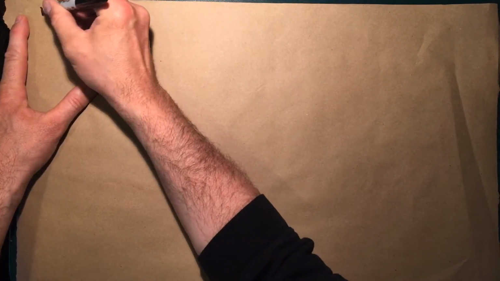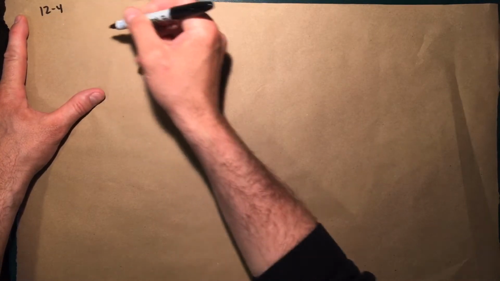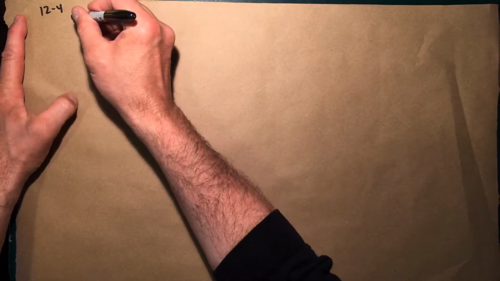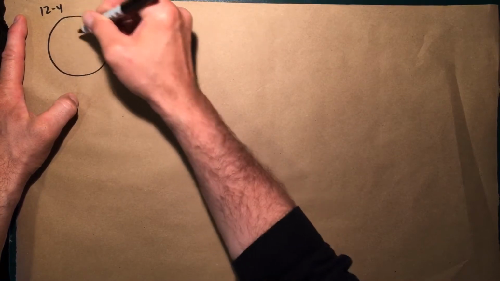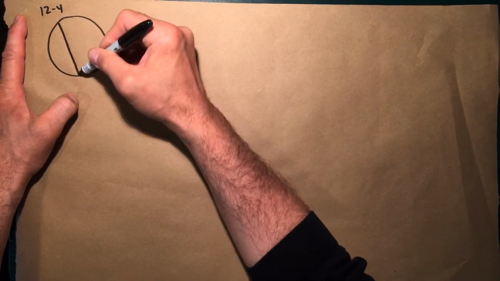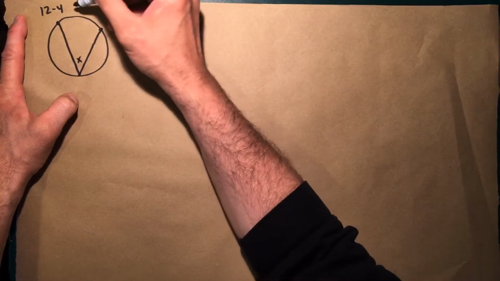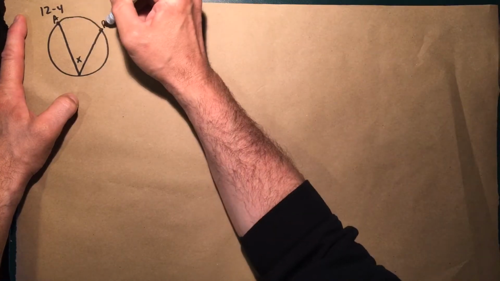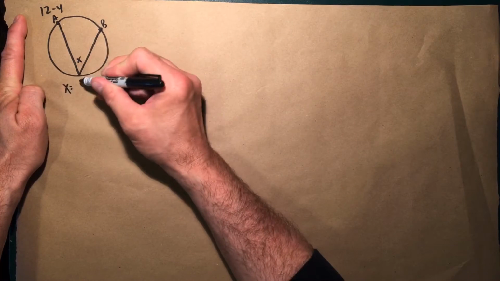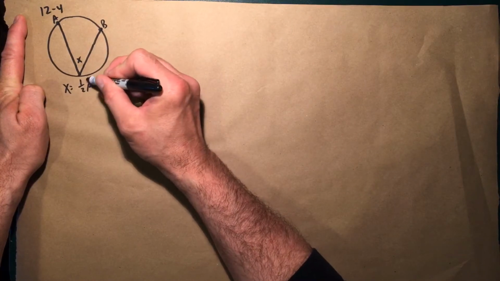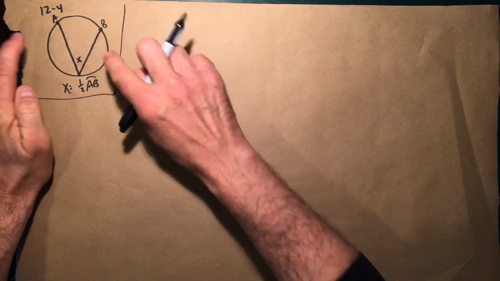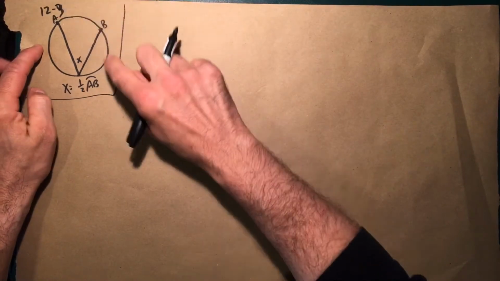This is called 12-4, and we are inside circles. Now, you remember from last week, if you are on a circle, tuck this in the back of your mind: you're always half of the arc that you open up to. So remember that was 12-3. Okay, so remember that rule.